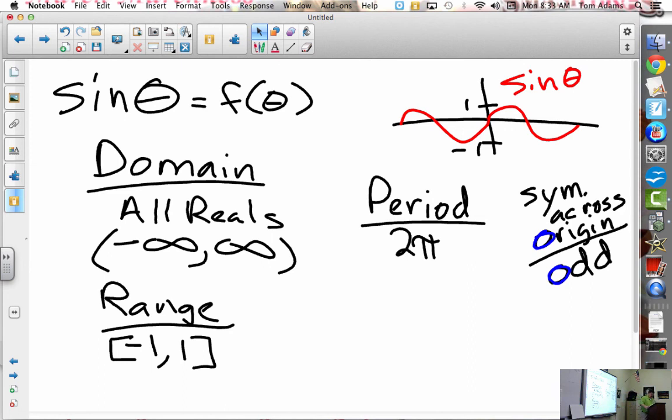Okay? There's no vertical asymptotes. I guess if you want to call it, they're not horizontal asymptotes, but it is bounded from below and above because of the behavior of the function. Anything else?